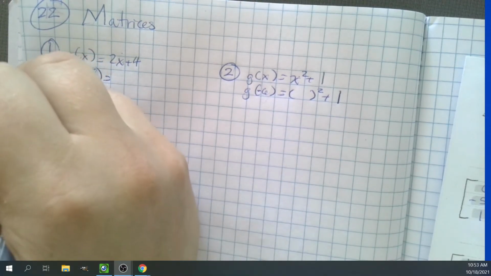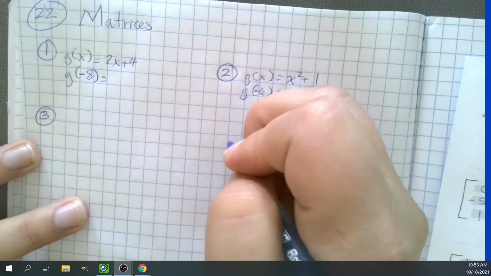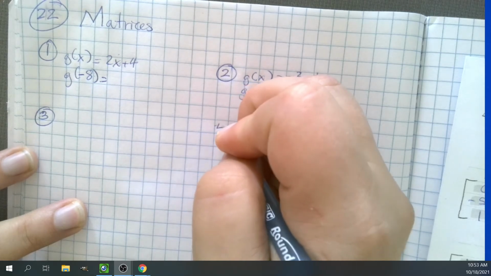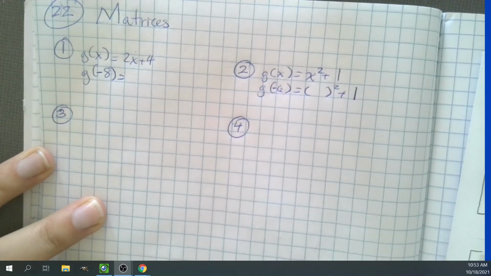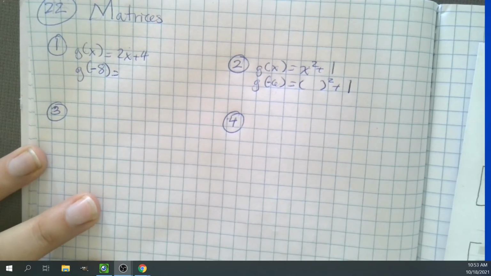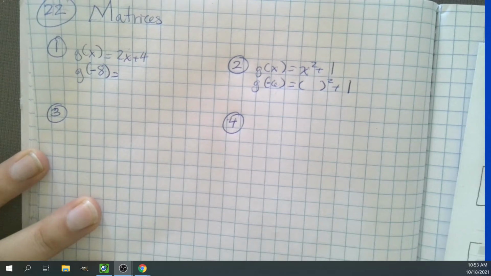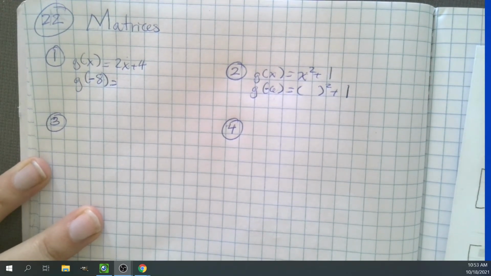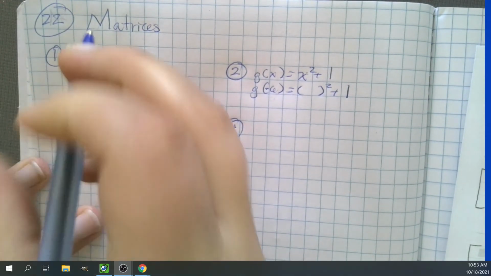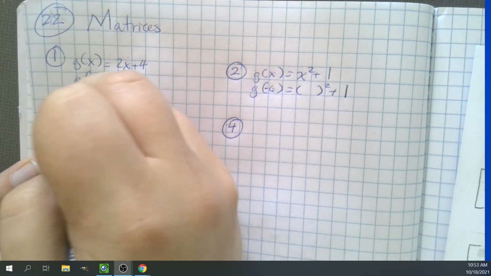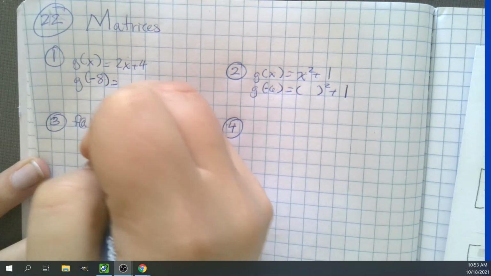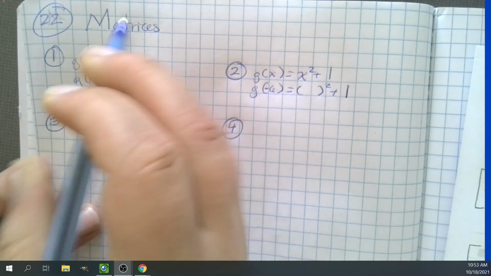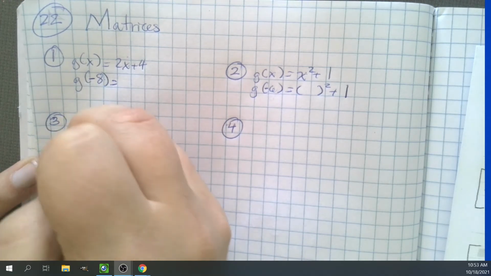I actually want to do number 3 with you, but I want you to do 4 by yourself. These are a review, and then there's 4 equations with the matrices. These are the actual ones from your homework. I'm going to do number 3 with you, and then you guys are going to do 4 by yourself.